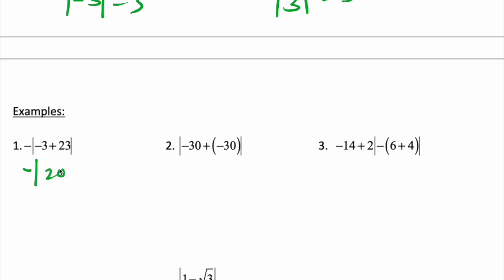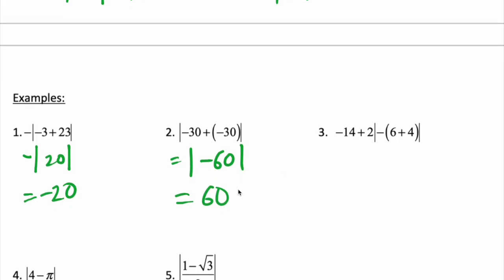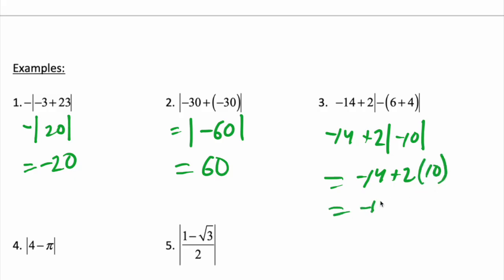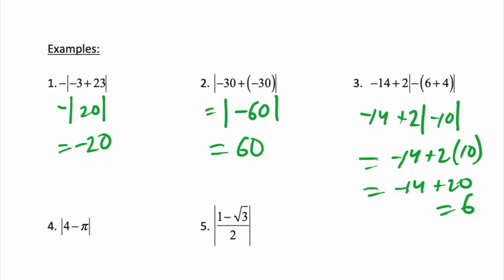You add these together, you get 20. And 20 is 20 away from 0, so it's just negative 20. Okay, but in the second one, you got negative 60. So the absolute value of a negative number is just positive, because negative 60 is 60 away from 0. And here, let's do that first. That's 10, so that's negative 10. And the absolute value of negative 10 is 10. So you got negative 14 plus 20 equals 6.